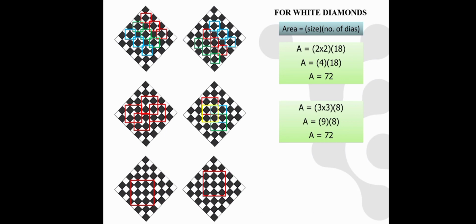To compute the area of the diamonds, we multiply the size by the number of diamonds. For 2x2, there are 18 diamonds. 4 times 18 is 72. So the area of white diamonds for 2x2 is 72. For 3x3 multiplied by 8, 9 times 8 is also 72. While for 4x4, there are only 2 diamonds, so 16 times 2, the area is 32.